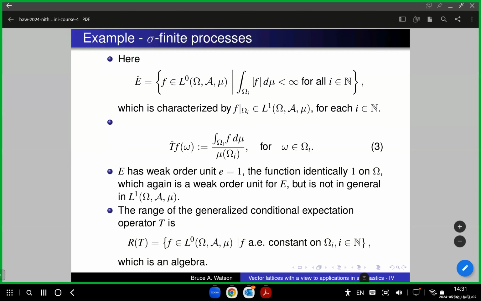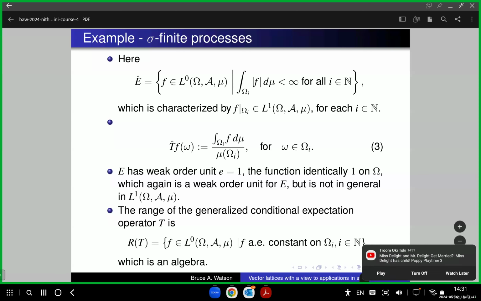So let's return to our case of sigma finite processes. And I had defined them intentionally in a slightly deficient way. So now when we form E hat, this gives us the extension to the maximal domain. And we find that this is exactly the space of measurable functions such that the absolute value of F is integrable on each one of the omega i's. So in other words, F restricted to omega i needs to be in L1(omega, A, mu), for each i.